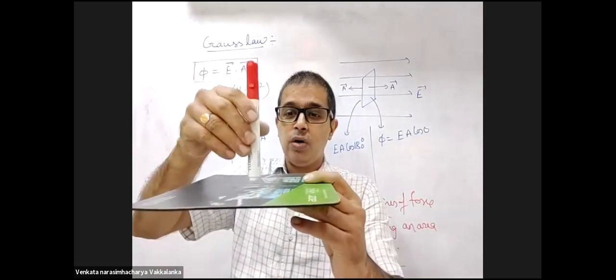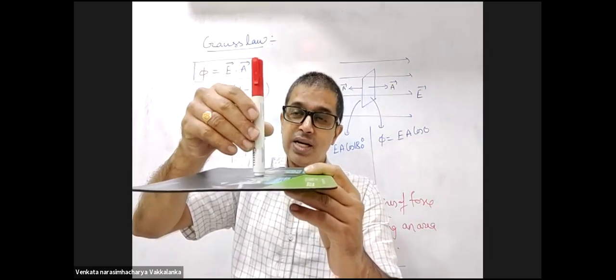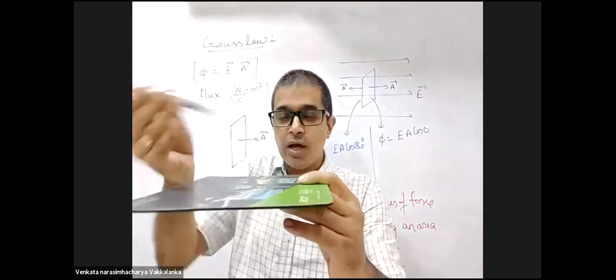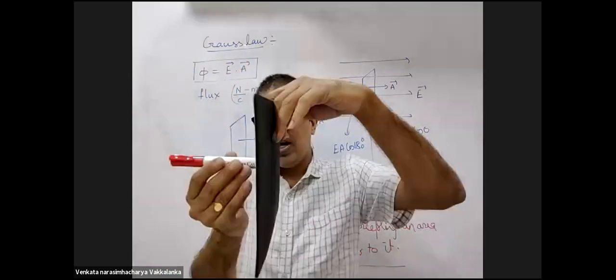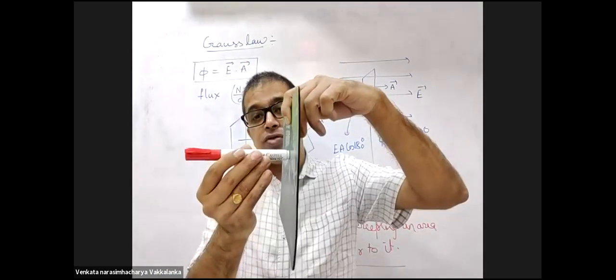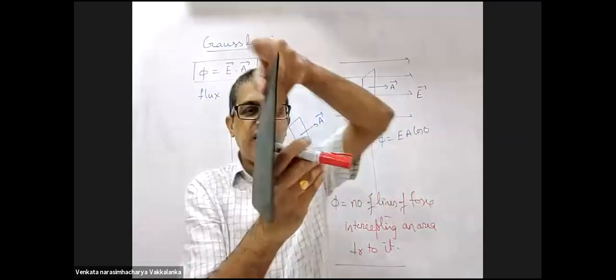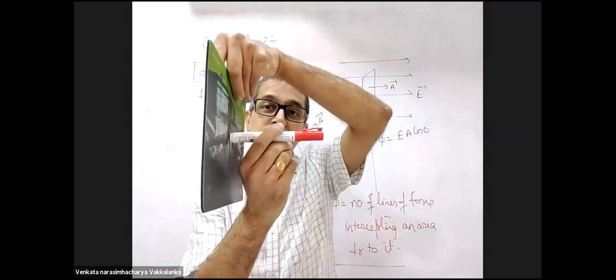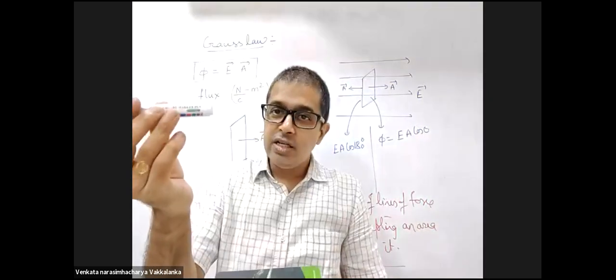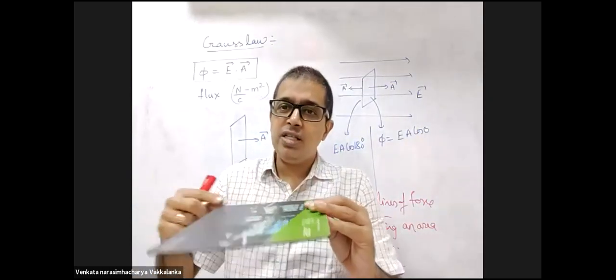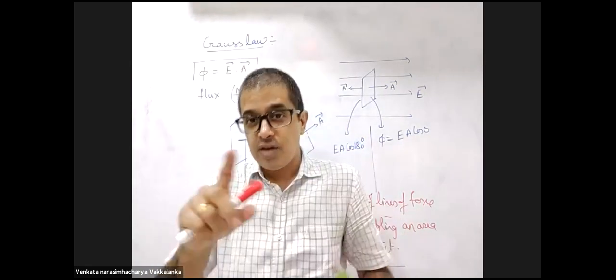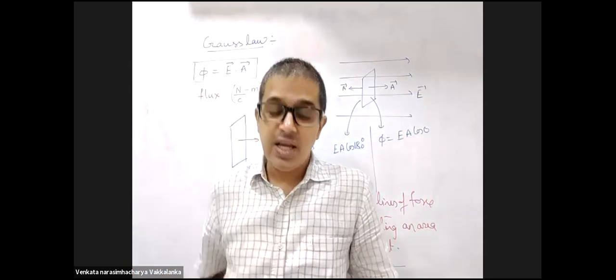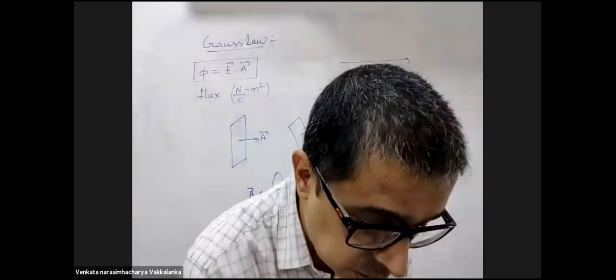And actually 0. What is the area vector? Area is like this, field is this way, cos 90 is 0. If I keep it this way, EA cos 0. If I keep it this way, EA cos 180. So I didn't change the field, I didn't change the area, but if I change the orientation, flux is changing. Hence, area has been made a vector quantity.